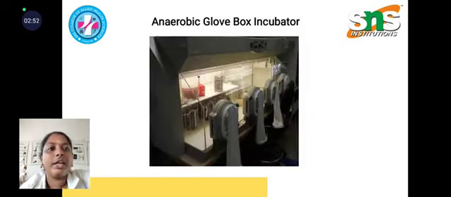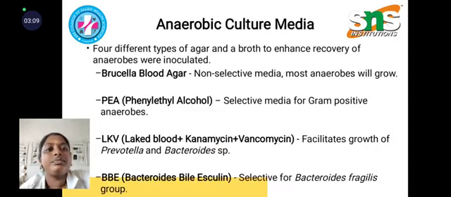So this is the anaerobic glove box incubator, which contains the gas, nitrogen along with carbon dioxide and hydrogen. Only a small amount of oxygen is present, even though it is an anaerobic condition.